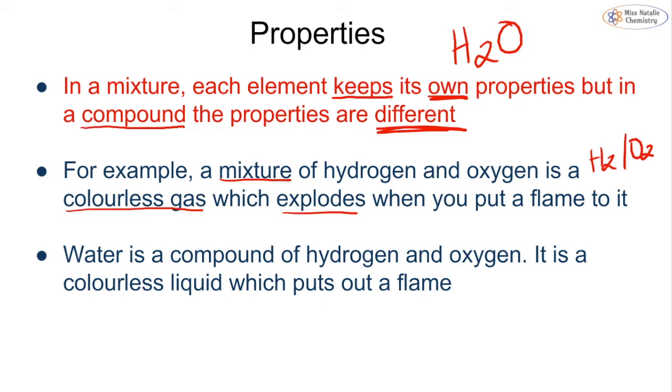However, water, made up of hydrogen and oxygen, but this time bonded or chemically joined together, is a colourless liquid. And if you put a flame near it, it will put out the flame, because we know that water can be used to douse a fire. So when we have the mixture, we keep the properties. When we make a compound from those elements, they change and form new properties depending on the compound that you have formed.